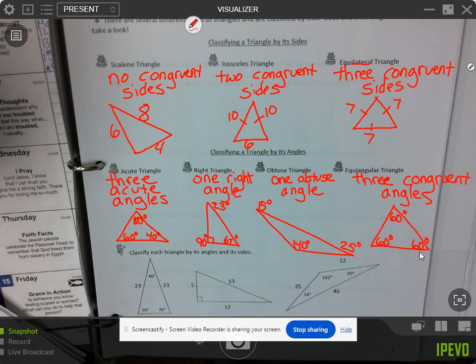We can't pick a different number because if we add all three of those angles up, it's not going to equal 180. If we had 20 plus 20 plus 20, that's only 60 degrees altogether. If we had 90 plus 90 plus 90, that would be 270. It has to be all three angles are 60 degrees. That's the only number that, when we add it together three times, will get us 180 degrees. Any questions on our classifying by sides or classifying by angles? All right, well, let's look at the bottom of this page.